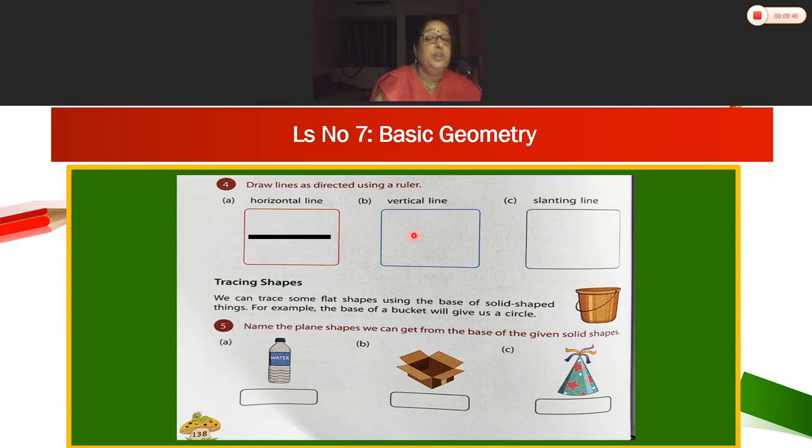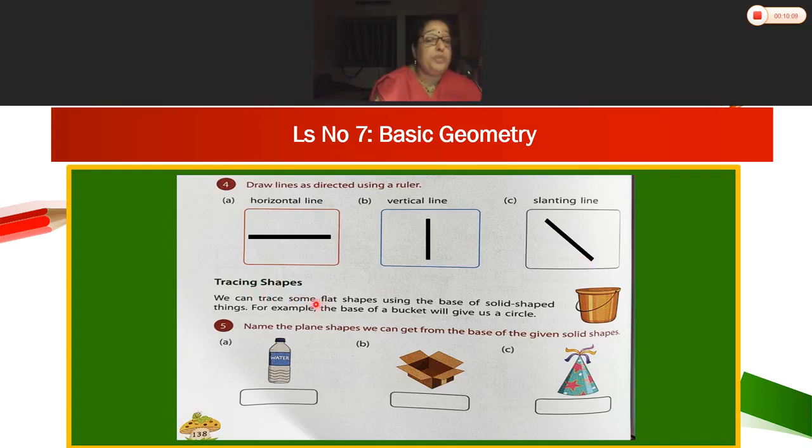Very good. Now we will draw the vertical line. The vertical line starts from up to down with the blue color. See here, vertical line up to down, straight. Now slanting line. How will we draw the slanting line? Yes, it is a little slant. Okay, the slanting line is a little bit slant.